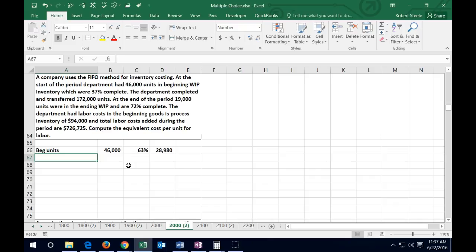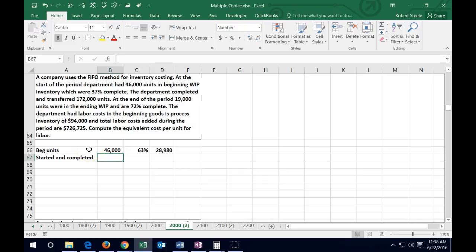So then we're going to have the started and completed. This is going to be very important for the FIFO method because that will mean that these have been totally started and completed for this method. And we got to kind of figure that out sometimes depending on the information given to us. And what they gave us, what we know is that 172,000 units were transferred out of this department to the next department. And we know that under the FIFO method that 46,000 of them were already in there. Therefore, we didn't start them this period.